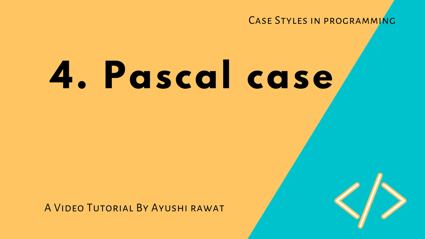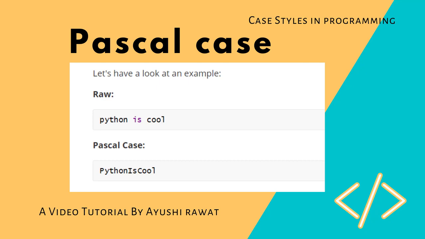Pascal case. This case is also called upper camel case. It combines all the words by capitalizing all of them, even the first word, and removing all spaces between them. Let's have a look at an example.